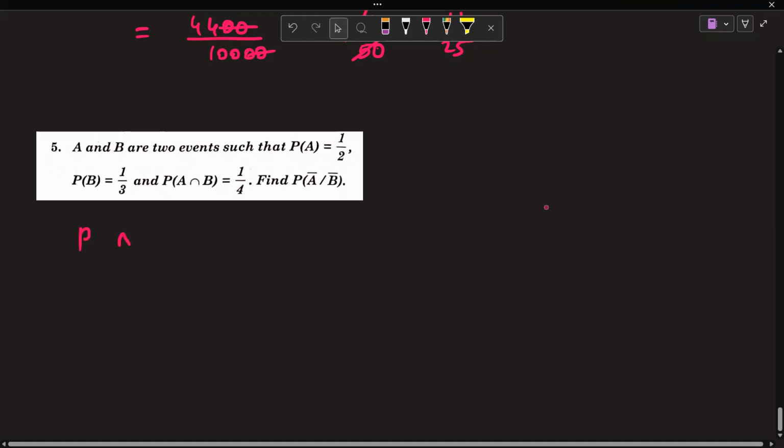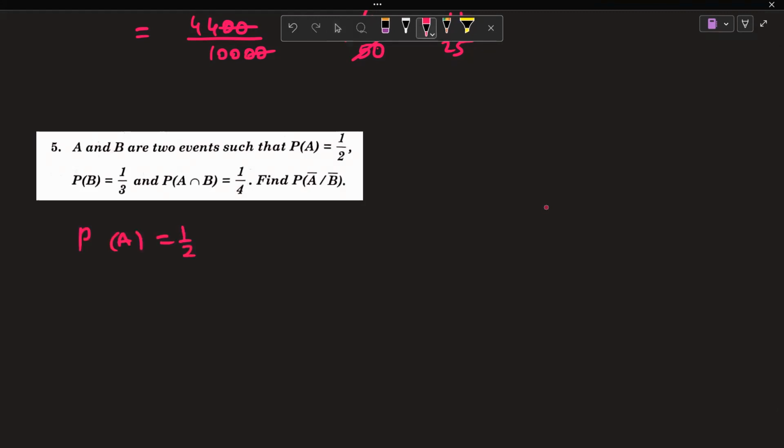So write down what was given. P of A equal to 1 by 2. P of B equal to 1 by 3. P of A intersection B was given equal to 1 by 4. Using these three values, you are able to calculate P of A union B. Just tell me, what is P of A union B?